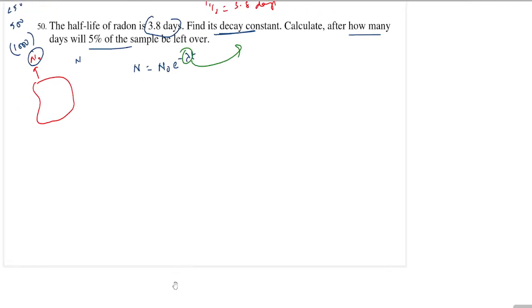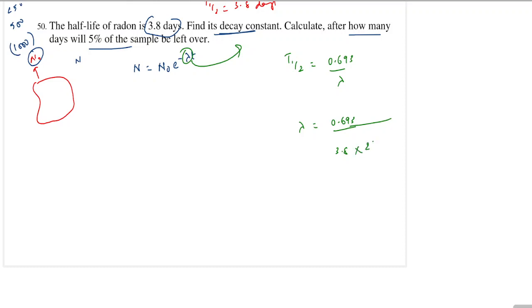So there is a formula connecting decay constant with half-life, and that formula is T half is equal to 0.693 by lambda, or lambda is equal to 0.693 by T half. But T half is in terms of days, but the SI unit is in terms of seconds. So convert it, it becomes 3.8.